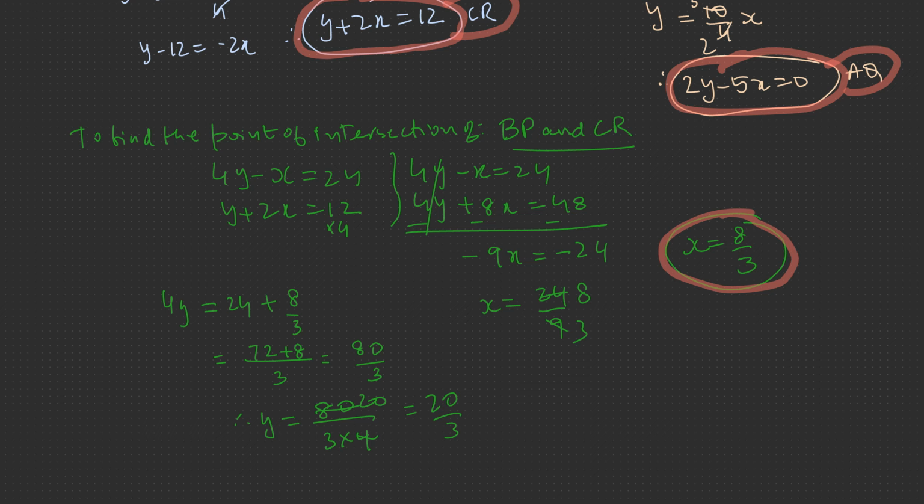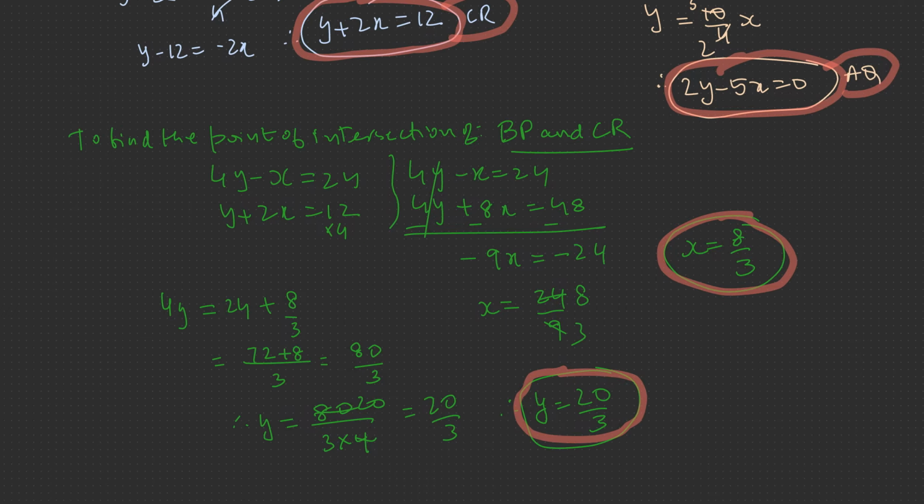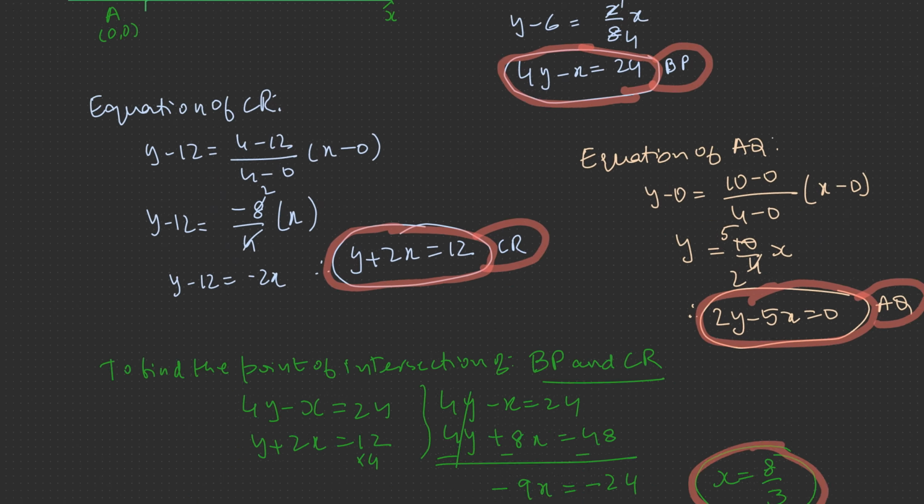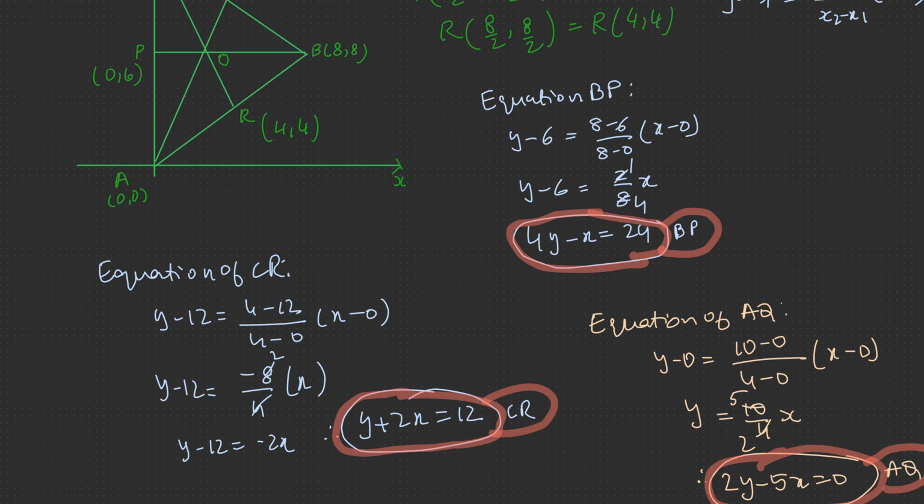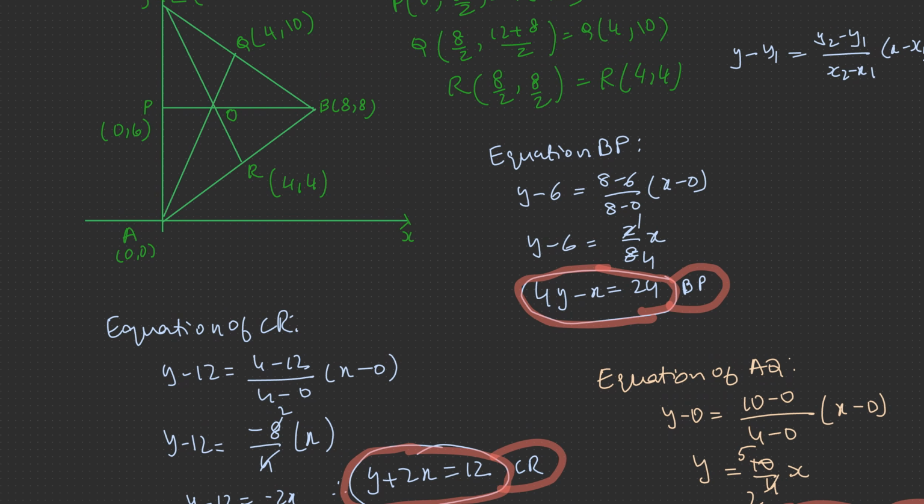So we have the coordinates of the point O, 8 over 3 and 20 over 3. Now we have to check it with another one. So O is 8 over 3, 20 over 3. So that's this point. Okay?